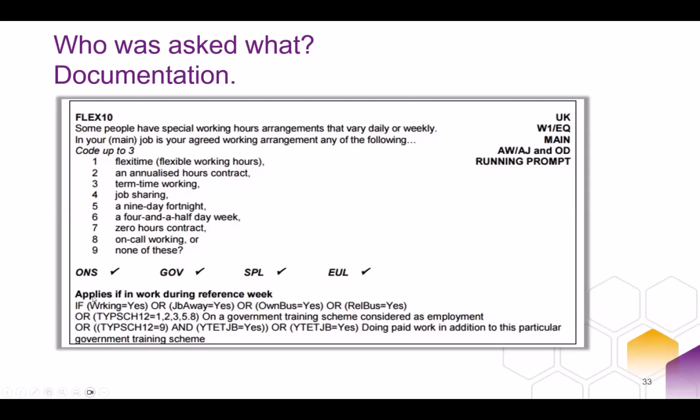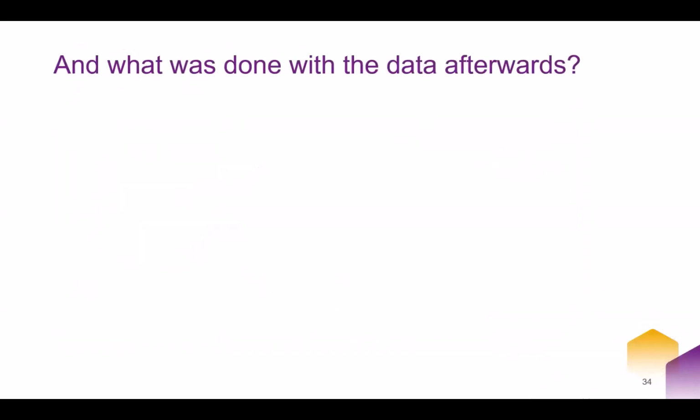And underneath just here where it says applies if work during the reference week, we can see that this question was asked to people who are in work, respondents who are in work. And all of these codes down here are basically how they identified who was in work by their responses to other questions or variables. So that's sort of the route they followed to be given this question. You'll find the documentation might look a little bit different across different data sets, but this gives you a general idea of what to expect.